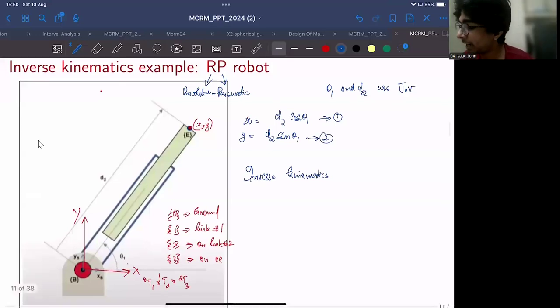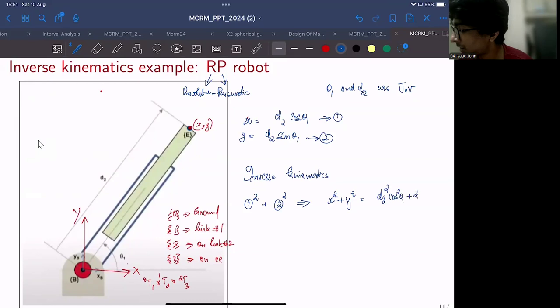If I simply square and add the first two equations, equation 1 squared plus equation 2 squared, this would yield x squared plus y squared as d2 squared cos squared theta 1 plus d2 squared sin squared theta 1, right? So simplifying this, you will get d2 as the square root of x squared plus y squared.